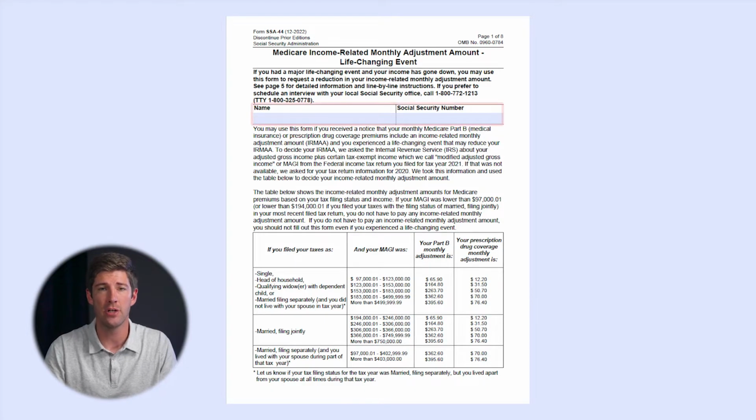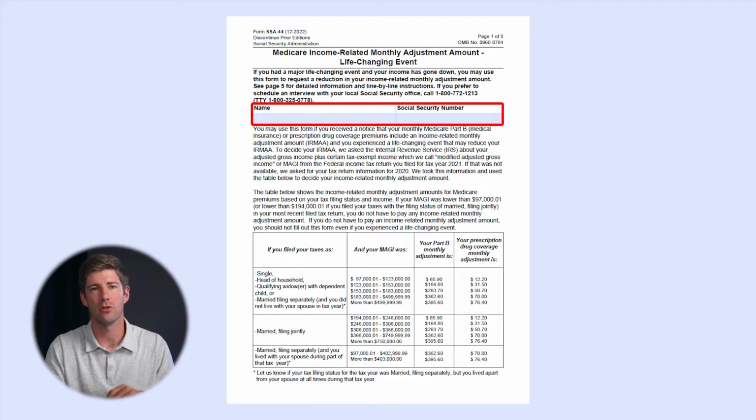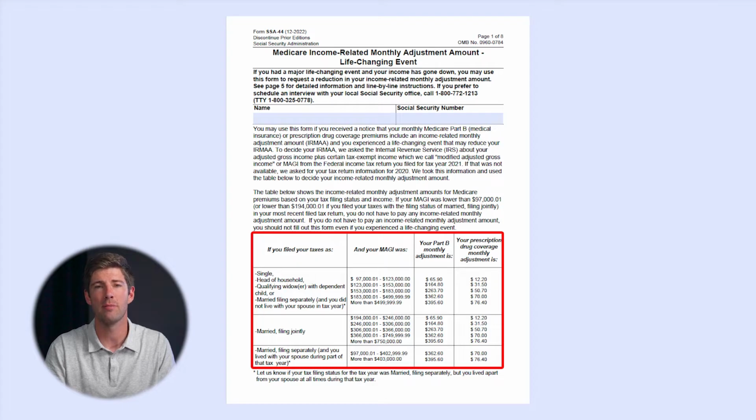Okay, you'll first need your name. I would recommend that you use your name as it appears on your Social Security card, and then your Social Security number comes next. You'll see the income ranges here and the additional amount someone would need to pay on top of their regular Part B premiums based on their modified adjusted gross income.